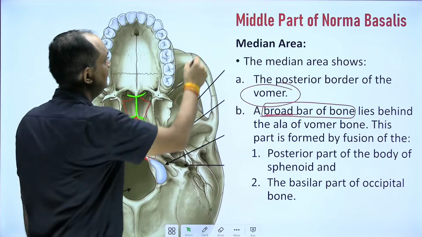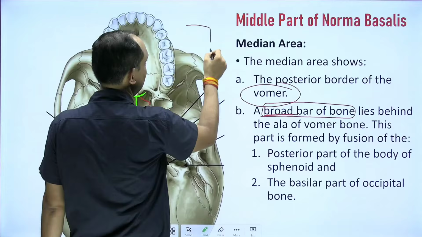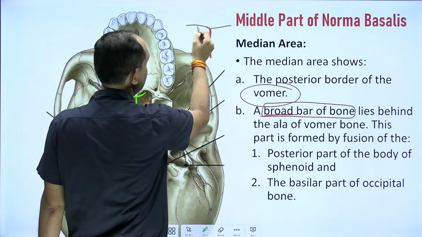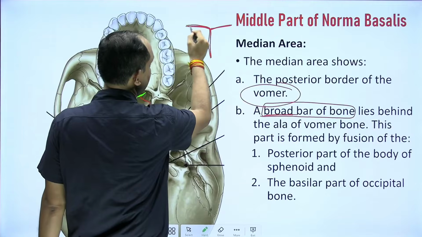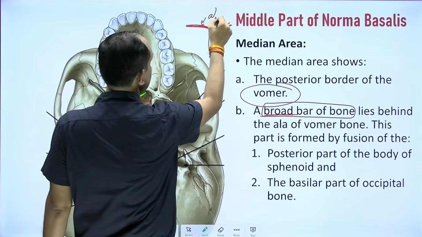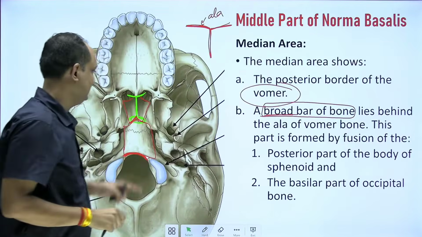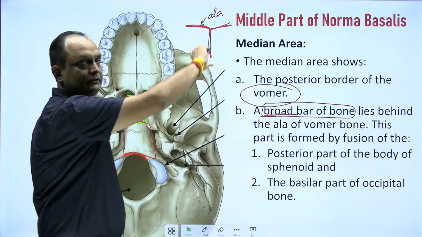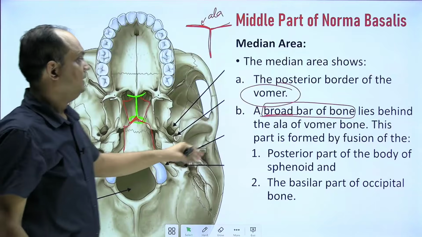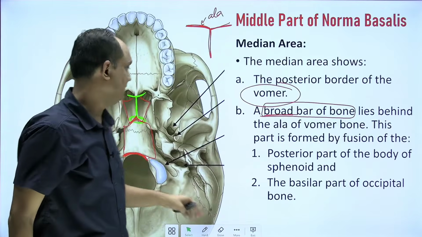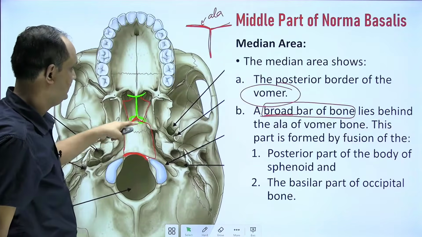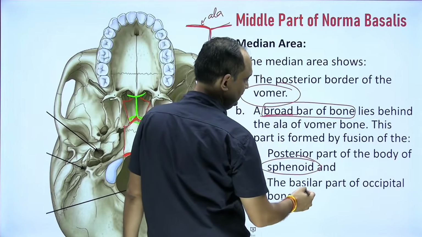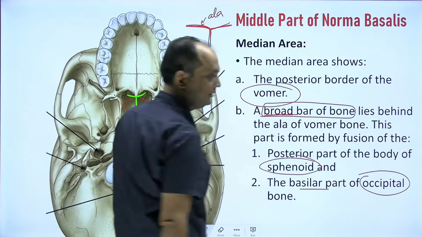What do you mean by the ala? These are the two wings, or you can say in the upper part, this Vomer bone splits into two parts, and this splitting is known as ala. But you are seeing the ala here because you are seeing the bone in a reverse position. Clear? Now, if you see this bony bar, it is formed by the fusion of two bones, the sphenoid bone and the basilar part of the occipital bone.